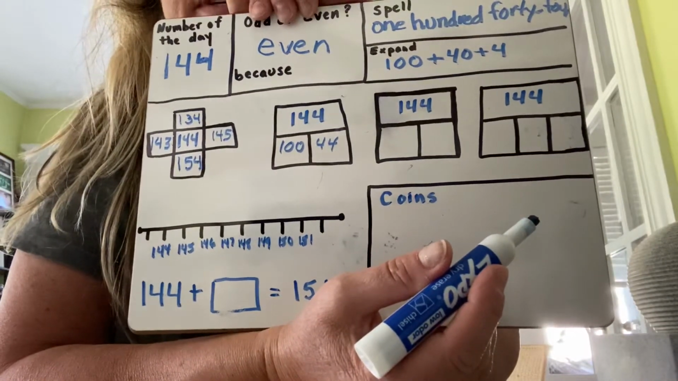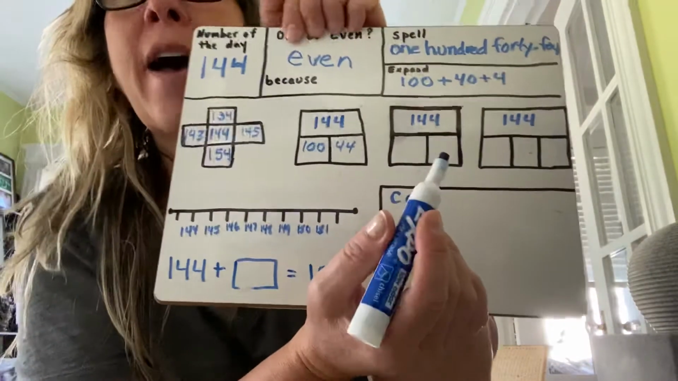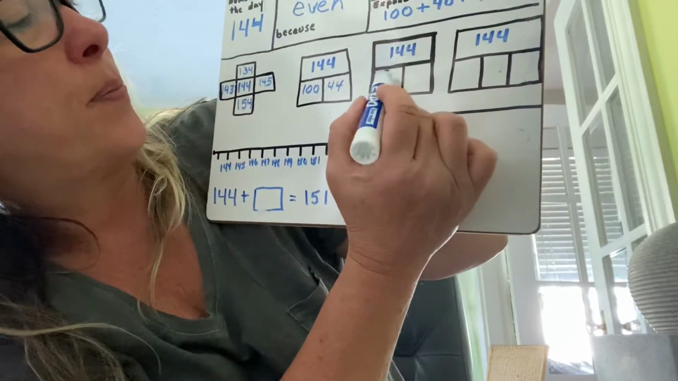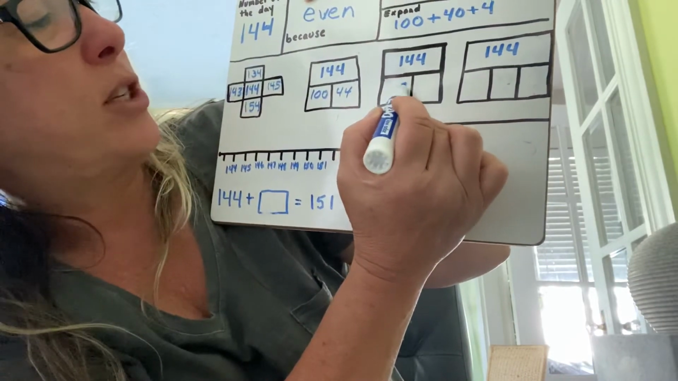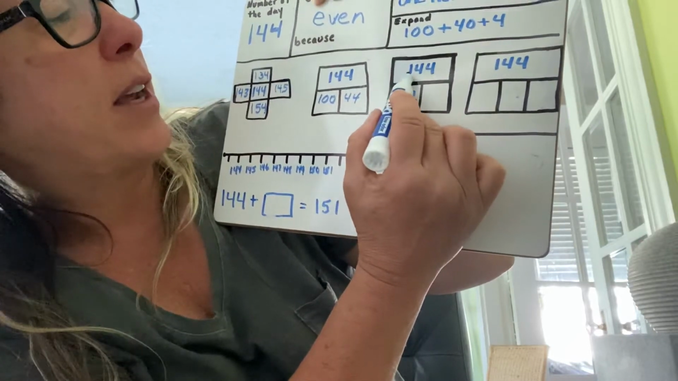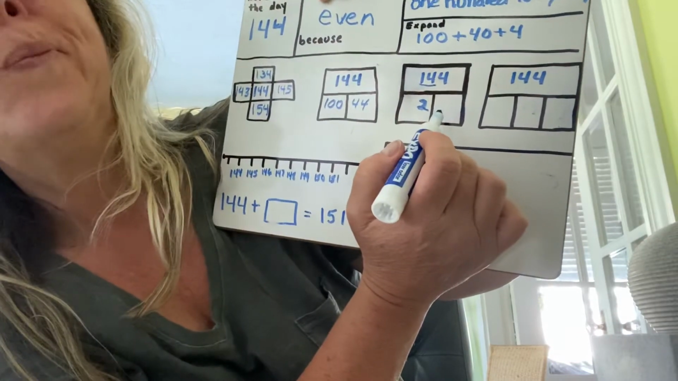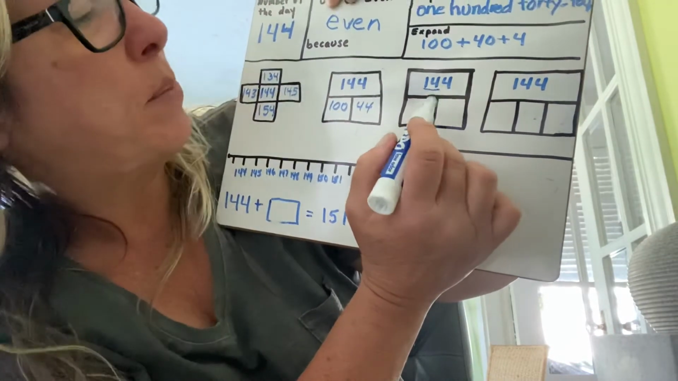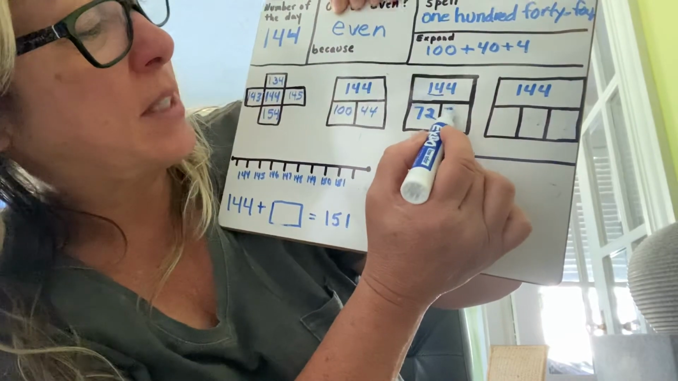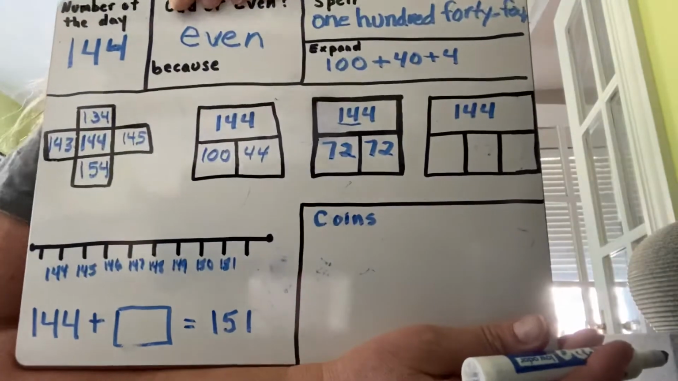What happens if we take 144 and split it in half? Let's find the double. What's half of 4? 2. 2 plus 2 equals 4. And let's look at these two numbers. 14. What's half of 14? 7 plus 7 is 14. So 72 plus 72 is the double for 144.